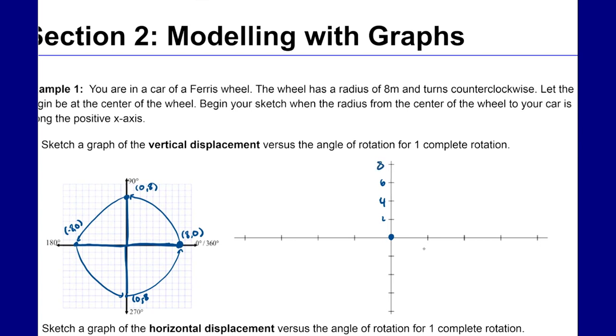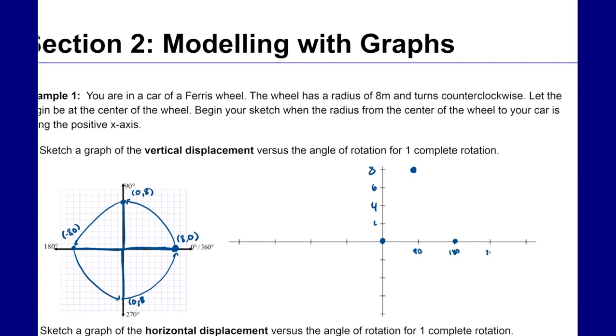So at 90, we are up at 8. And at 180, we're back at 0. At 270, we're at -8. And then at 360, we're back up at 0. So this is what it's going to look like.